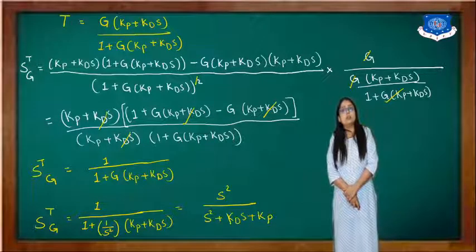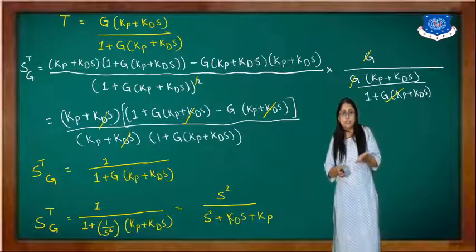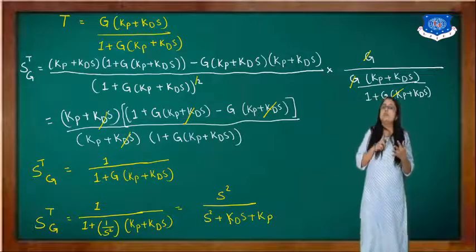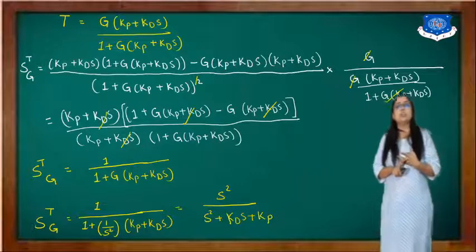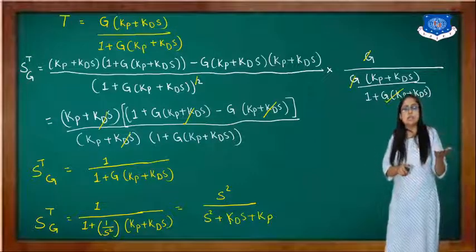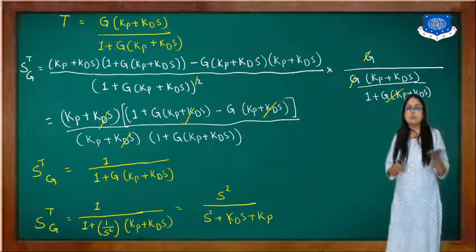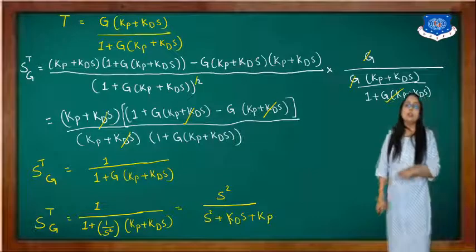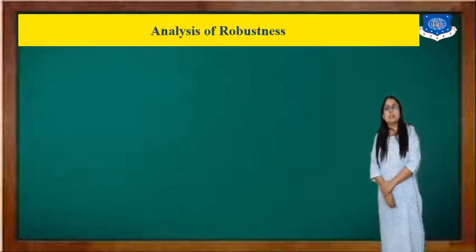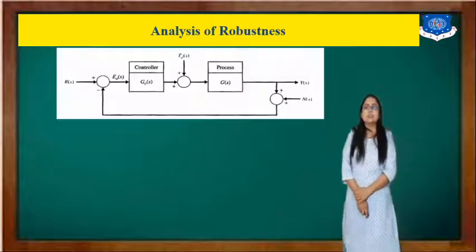Right? So we just derived the sensitivity for the open loop system, for the closed loop system, and for the control system. This kind of question can be asked for 4 to 7 minutes. Now, the next topic is what? It's an analysis of robustness.